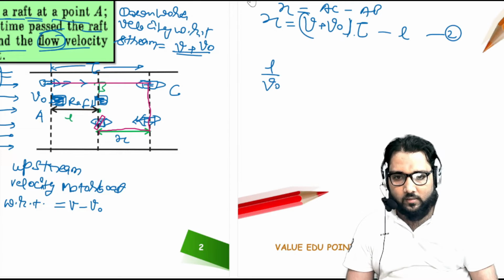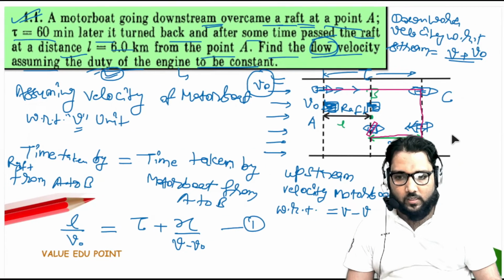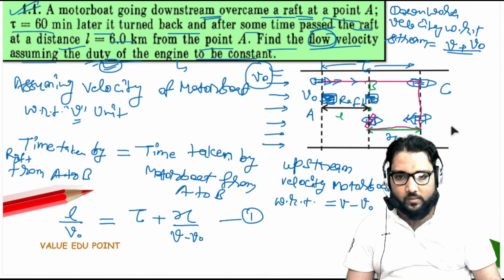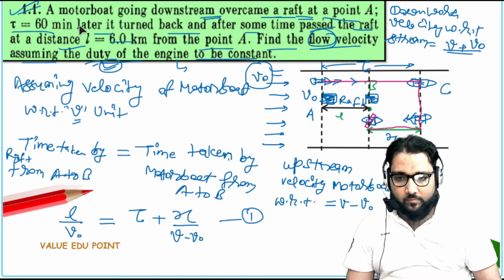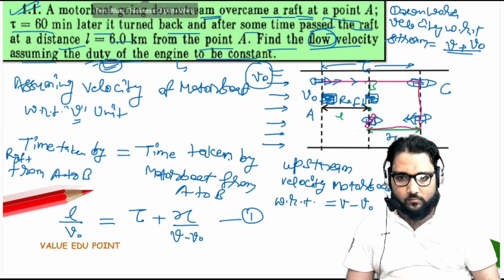What is the question saying? First read the question two or three times. This is our basic fundamental principle. It is simply saying: when a motorboat going downstream overcame a raft at point A, 60 meters later he turned back and after some time passed the raft at a distance from point A. So guys, this is equation one and the other is equation number two.